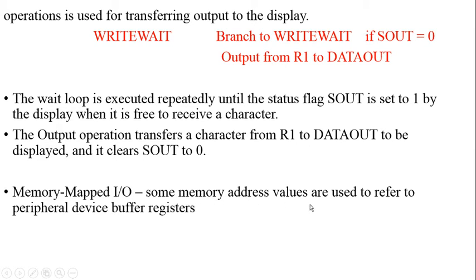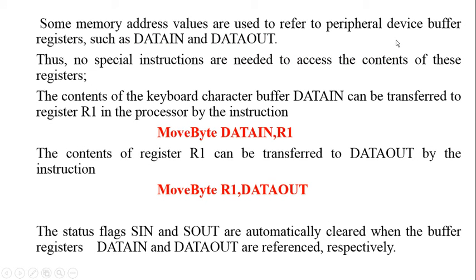Okay, note this one point, memory mapped IO. Some memory address values are used to refer to peripheral device buffer registers. We can use some memory address values to represent input output registers like data in and data out. So what is the benefit? We can use the same instructions in order to perform data transfer between input output devices, just like transferring data between processor and memory unit.